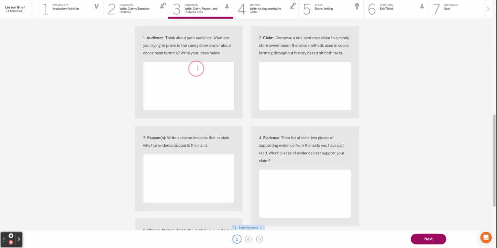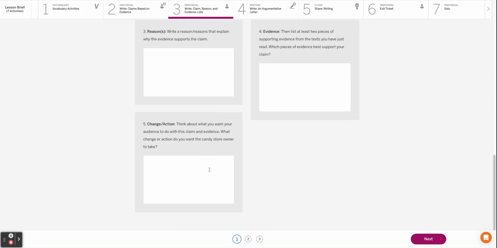And then after you identify who your audience is, write down your audience, make sure you have your claim, have your reason and your evidence. And then think about what you want your audience to do based on that claim. So, what you are adding to your essay is the next step. So, you have your evidence, reason, and now what is the suggestion? What is the thing that your audience should do based on your argument?